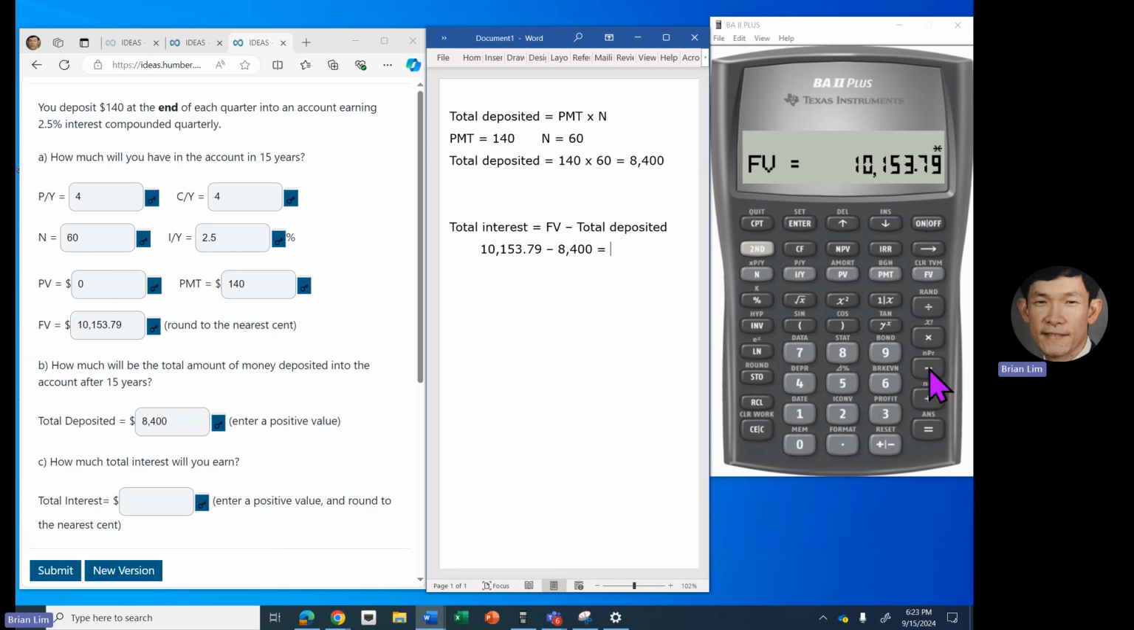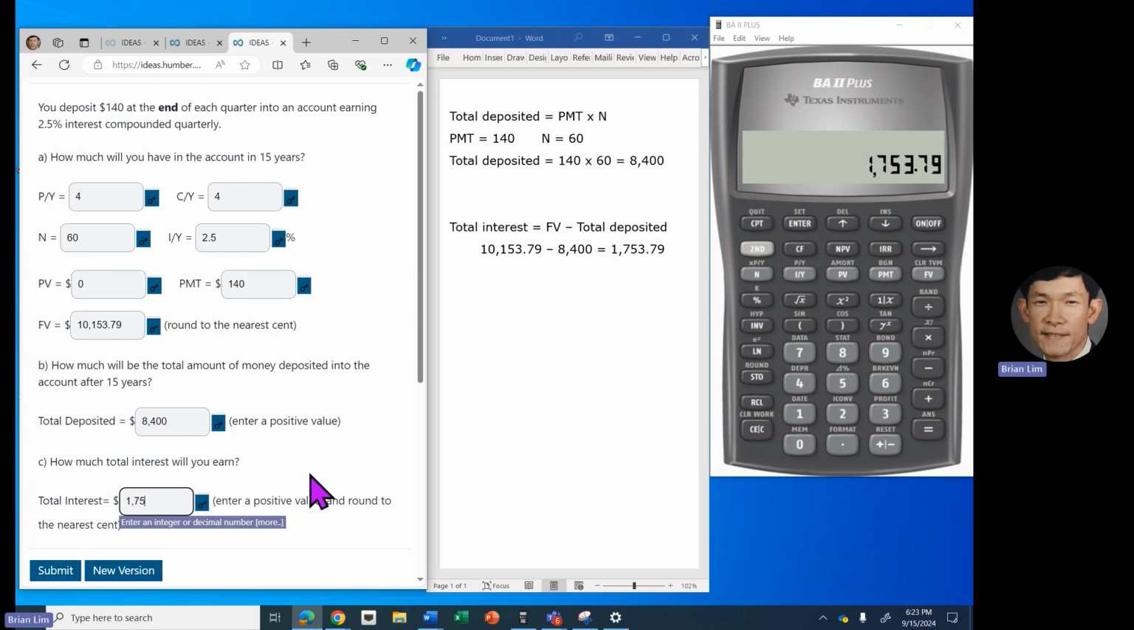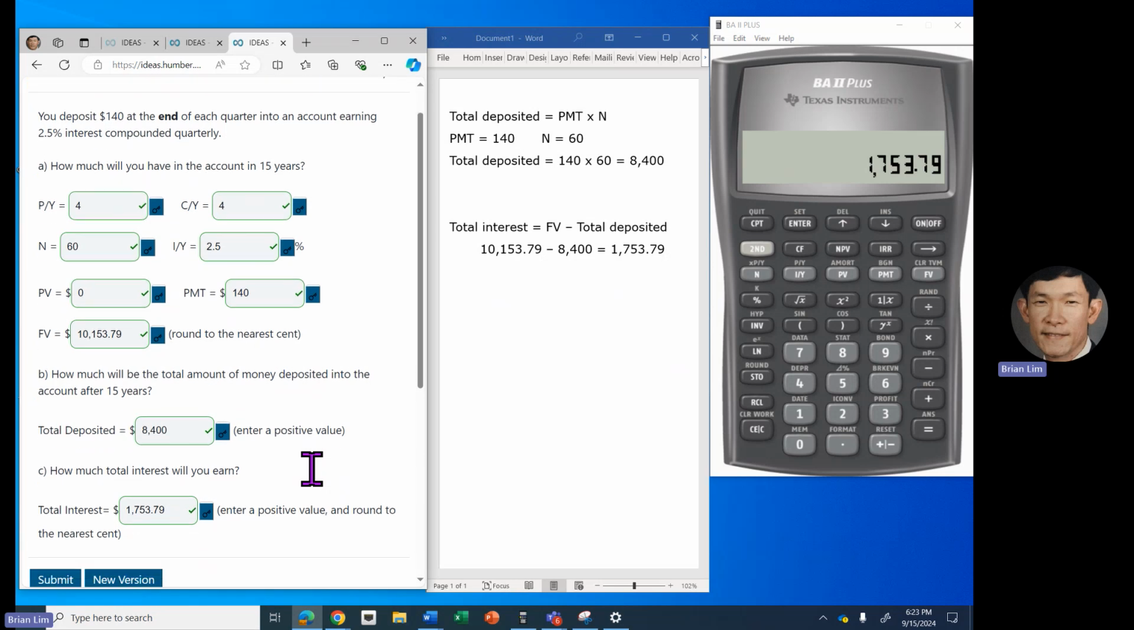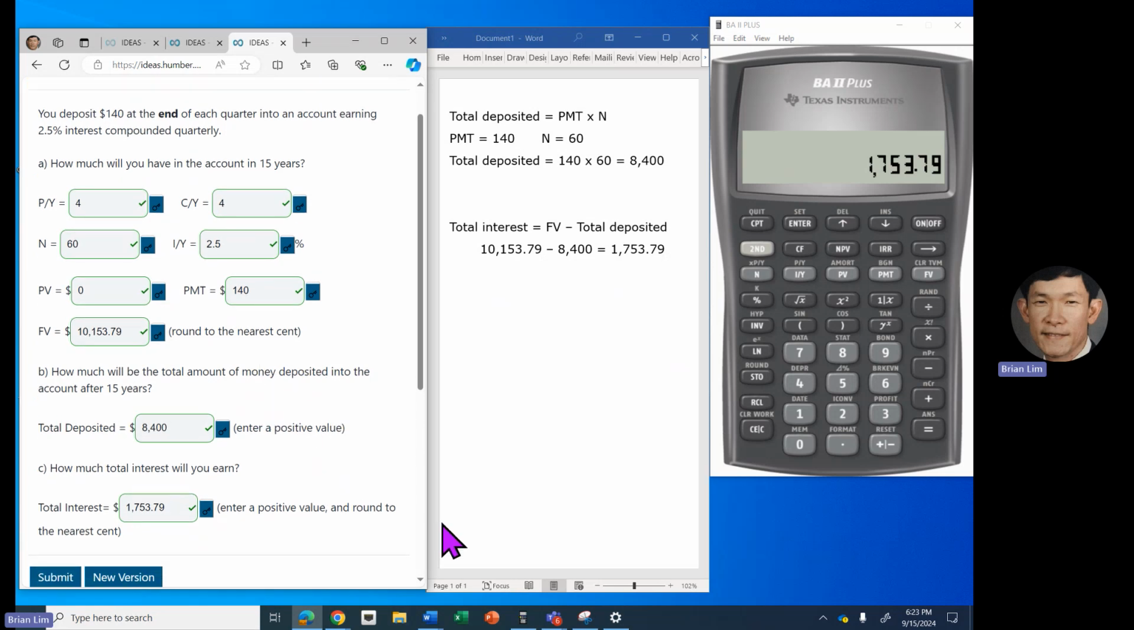So let's subtract, so we go minus $8,400, and that gives us $1,753.79. So let's enter that for the interest, $1,753.79. Let us submit, and we submit, and all the answers are correct.